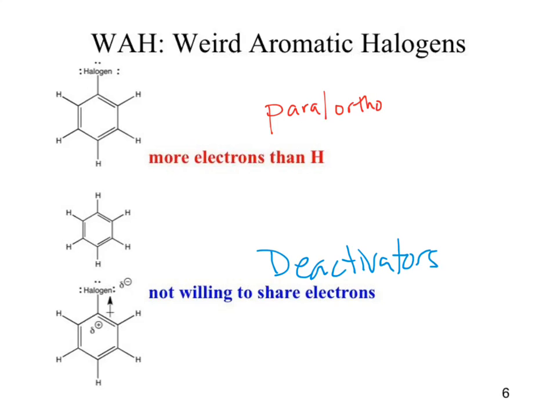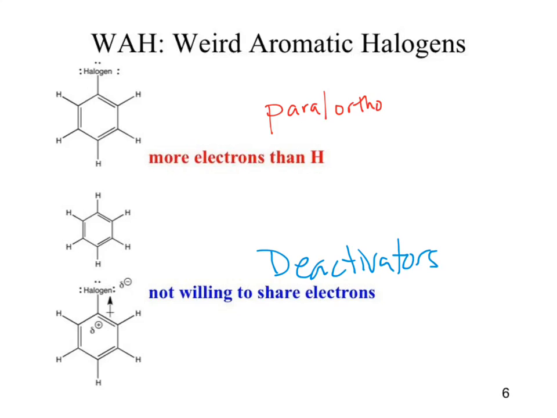So that's where you have to be careful. Activating and deactivating is separate from our directing effect. It just so happens that previously our activators went to the para and ortho positions, and our deactivators went to the meta position. They are separate concepts. The halogens are the ones that define that line. So halogens will deactivate the ring, but they direct to the ortho and para positions for substitution.